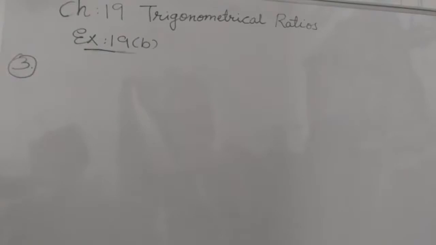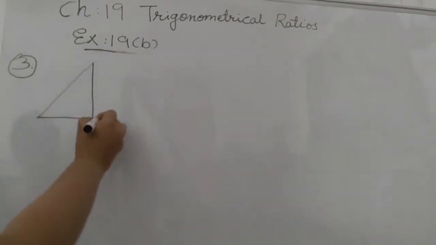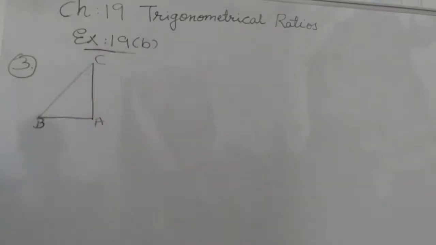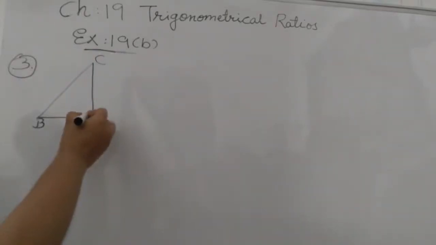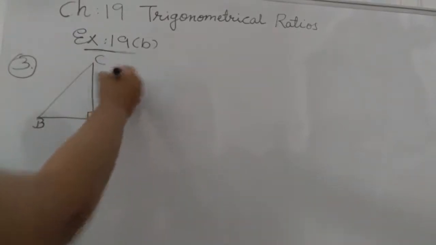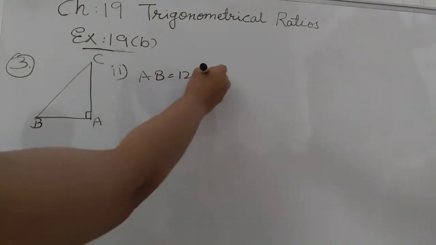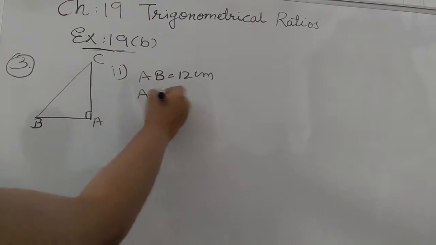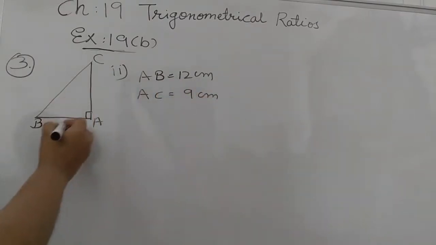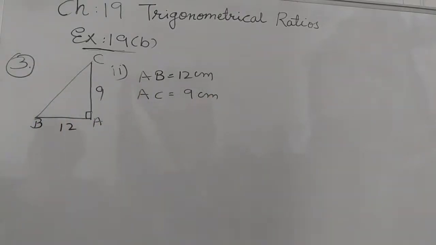Question number 3, exercise 19b. Triangle ABC is right angled at A, means like this, a right angle triangle. So here we can write A, B and C, because it is right angled at A. Also find tan, sine and cos of angles B and C in each of the following cases. I'll take number 2 here. Number 1 you can find out by yourself. Here AB is equal to 12 centimeter and AC is equal to 9 centimeter. So I am writing AB 12 and AC 9. BC is the hypotenuse here, which is unknown to us.